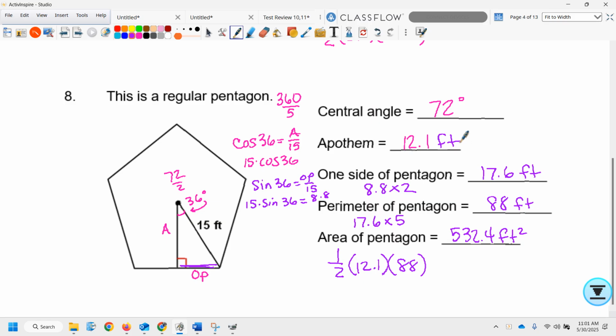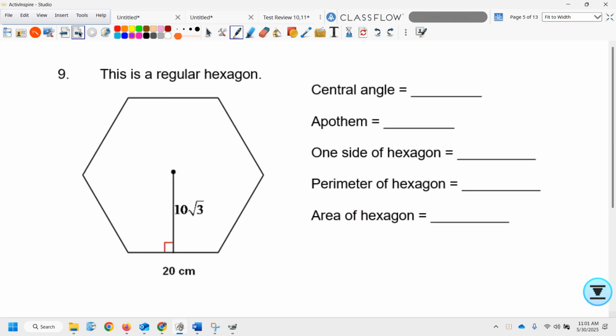All right, rinse and repeat. Hey, it's a regular hexagon, but look what they gave us. They gave us one side. They gave us the apothem. Oh, what a gift this is. So, and there's 10√3 centimeters. One side, 20 centimeters. It's a hexagon, which means it has 6 sides. So 20 times 6 is 120 centimeters. Central angle, 360 divided by 6 is 60 degrees.